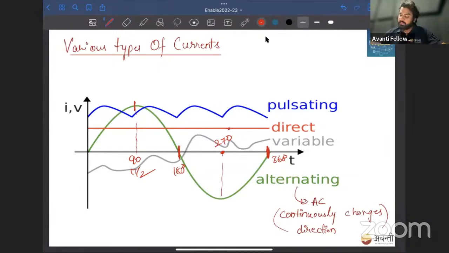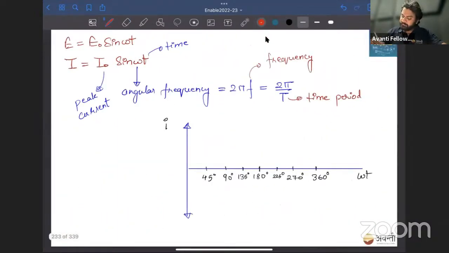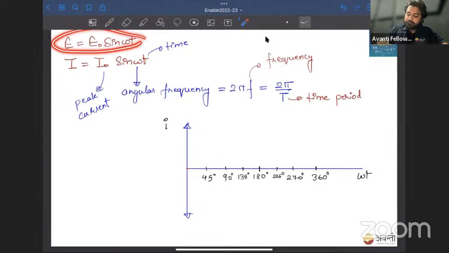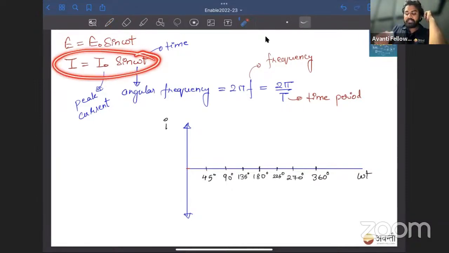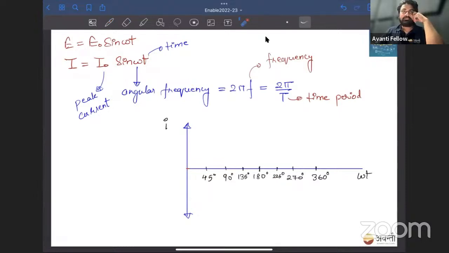Okay, so here also the same thing. If I talk about the sinusoidal curve, this was the EMF produced in that AC generator. Similarly, the current also will be like this. If I talk about a resistive circuit, we can say I naught is the peak current. Omega is called angular frequency, right?